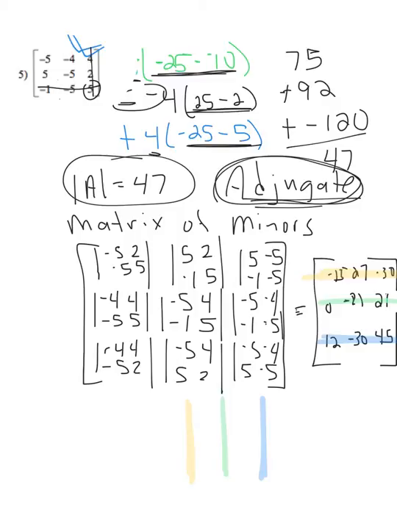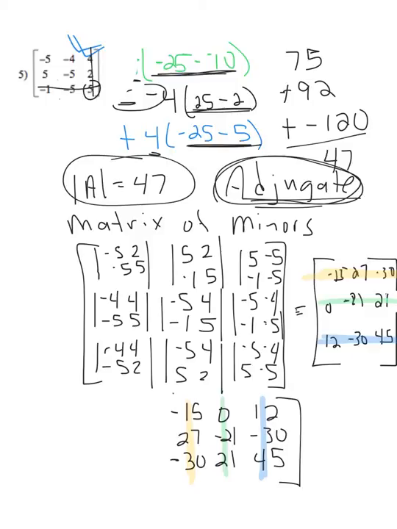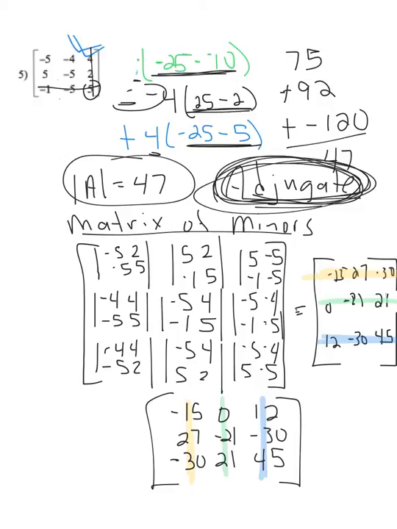Okay, so right here it is. So I need the negative 15, 27, negative 30. So negative 15, 27, negative 30. Now I'm going to take these and put them over here. So I've got the 0 and then the negative 21 and the positive 21. Now I'm going to take the blue one. So I've got the 12, the negative 30, and the 45. That's the adjugate. You get the matrix of minors, and then you switch row to column.